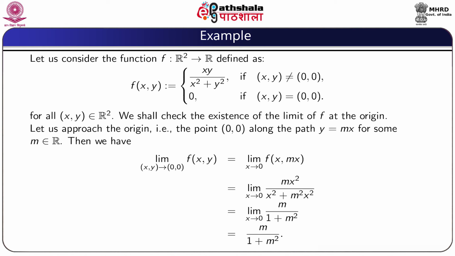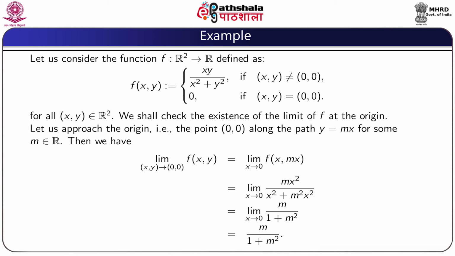We give another example. Let f from R2 to R be defined as f(x,y) equals xy upon x square plus y square if the point (x,y) is different from the origin, otherwise it is 0. We shall check the existence of the limit of f at the origin.